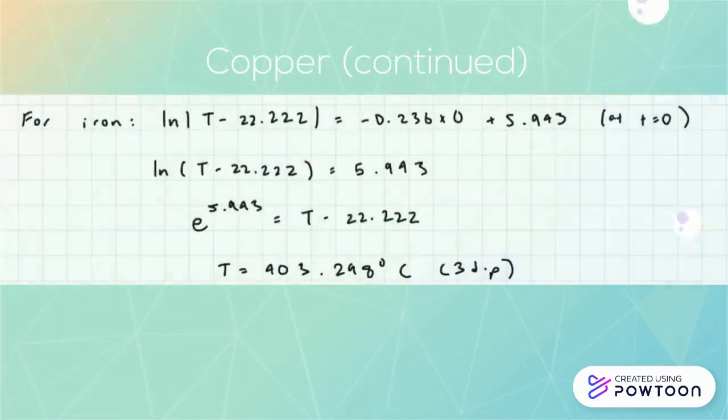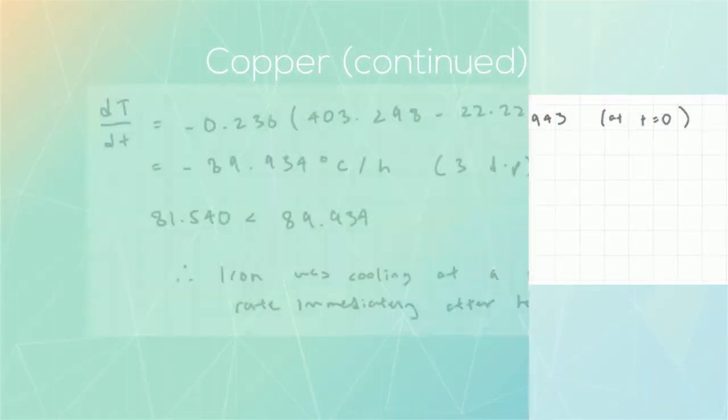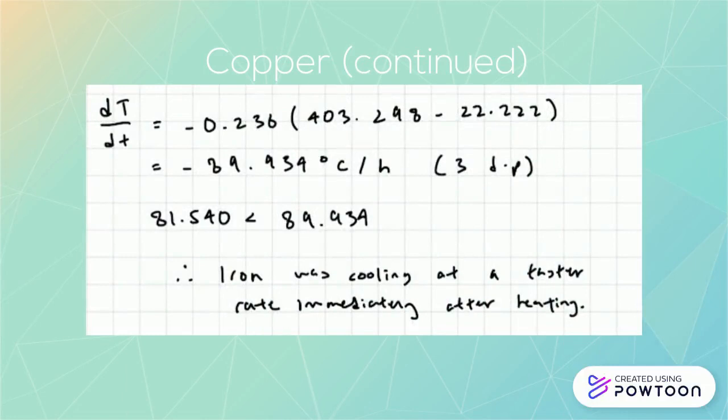By substituting t equals 0 into the equation for temperature of iron, we find its initial temperature equals 403.298 degrees. So we can finally find their initial rate of cooling by substituting the initial temperature into the differential equation for the rate of temperature change, and substituting their respective constant values. By comparing these values, we can see that the iron was initially cooling at a faster rate than copper.